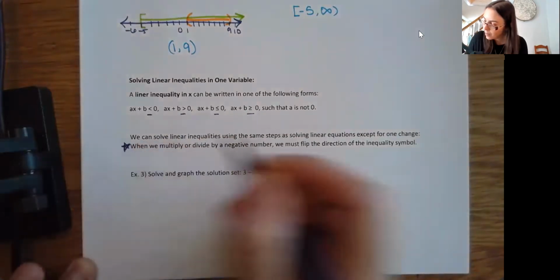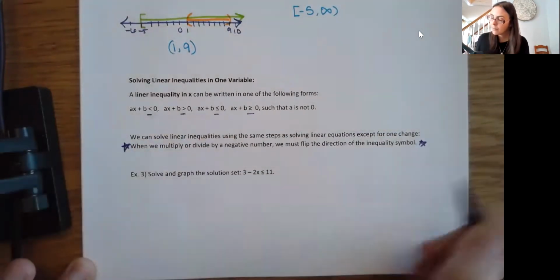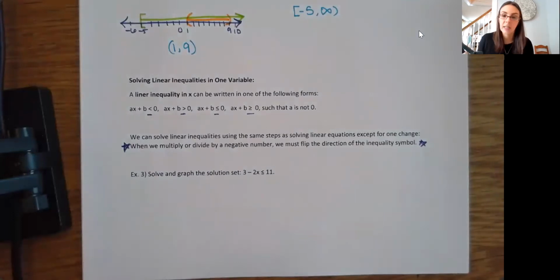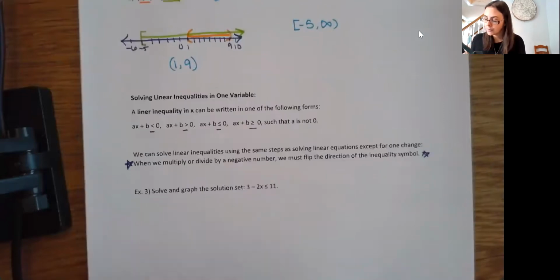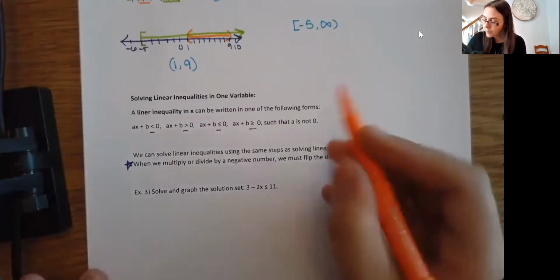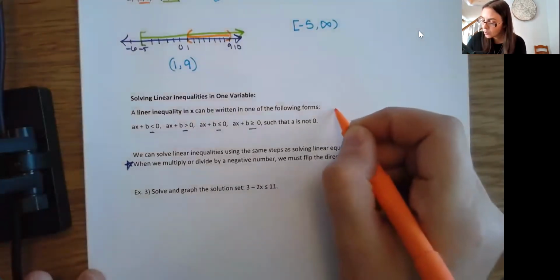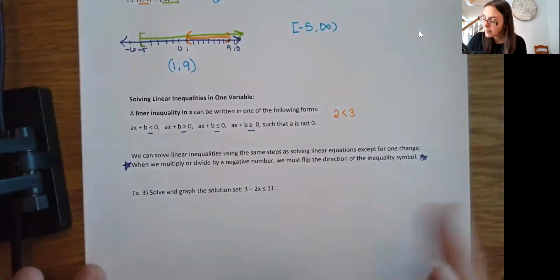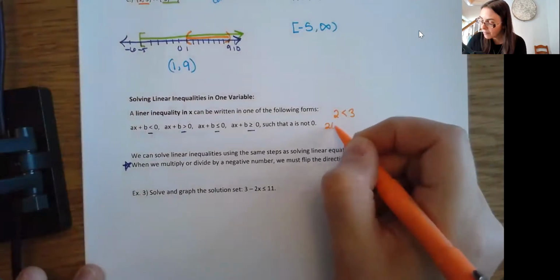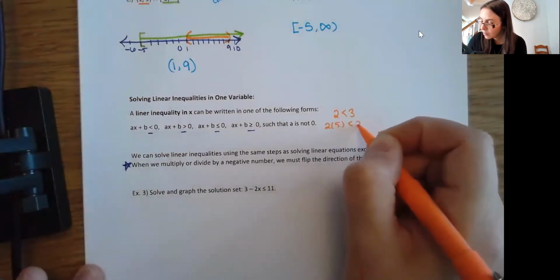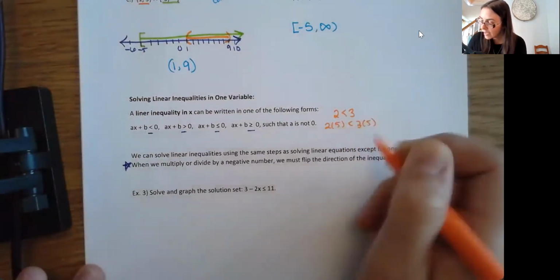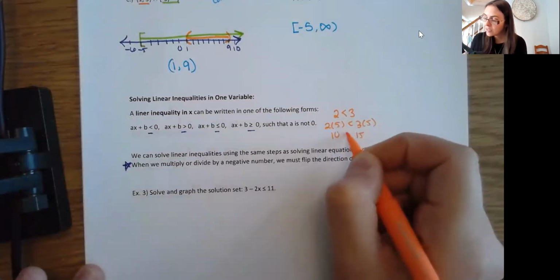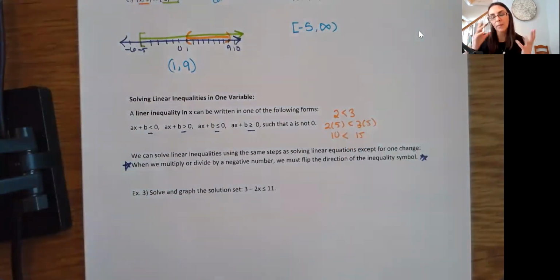And that is that when you multiply or divide by a negative number, you have to flip the direction of the inequality symbol. And the reason we do that is as follows. Let me just show you an example. For instance, 2 is less than 3 is obviously true, right? If I multiply it by a positive number, let's say 5, I get 10 and 15. And still 10 is less than 15.